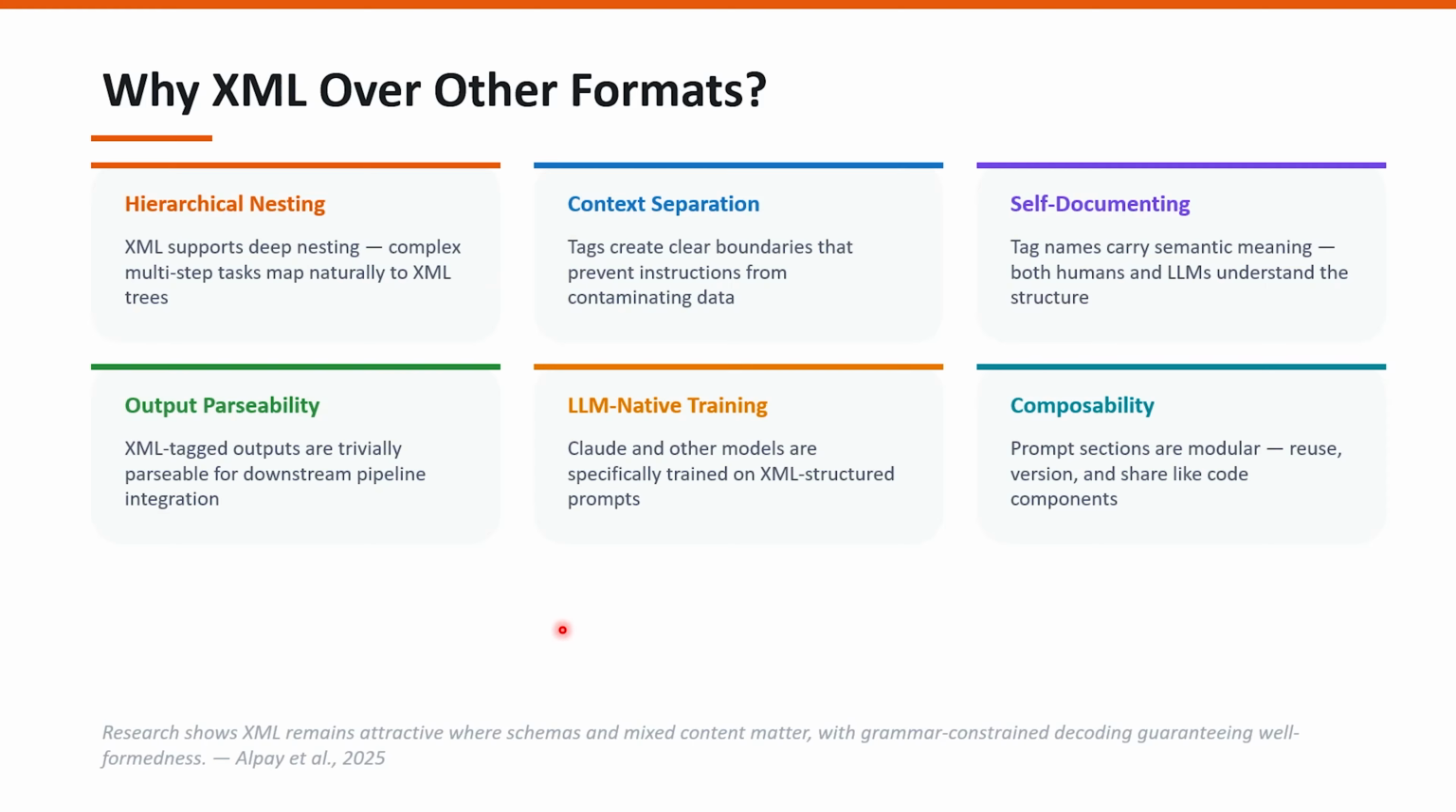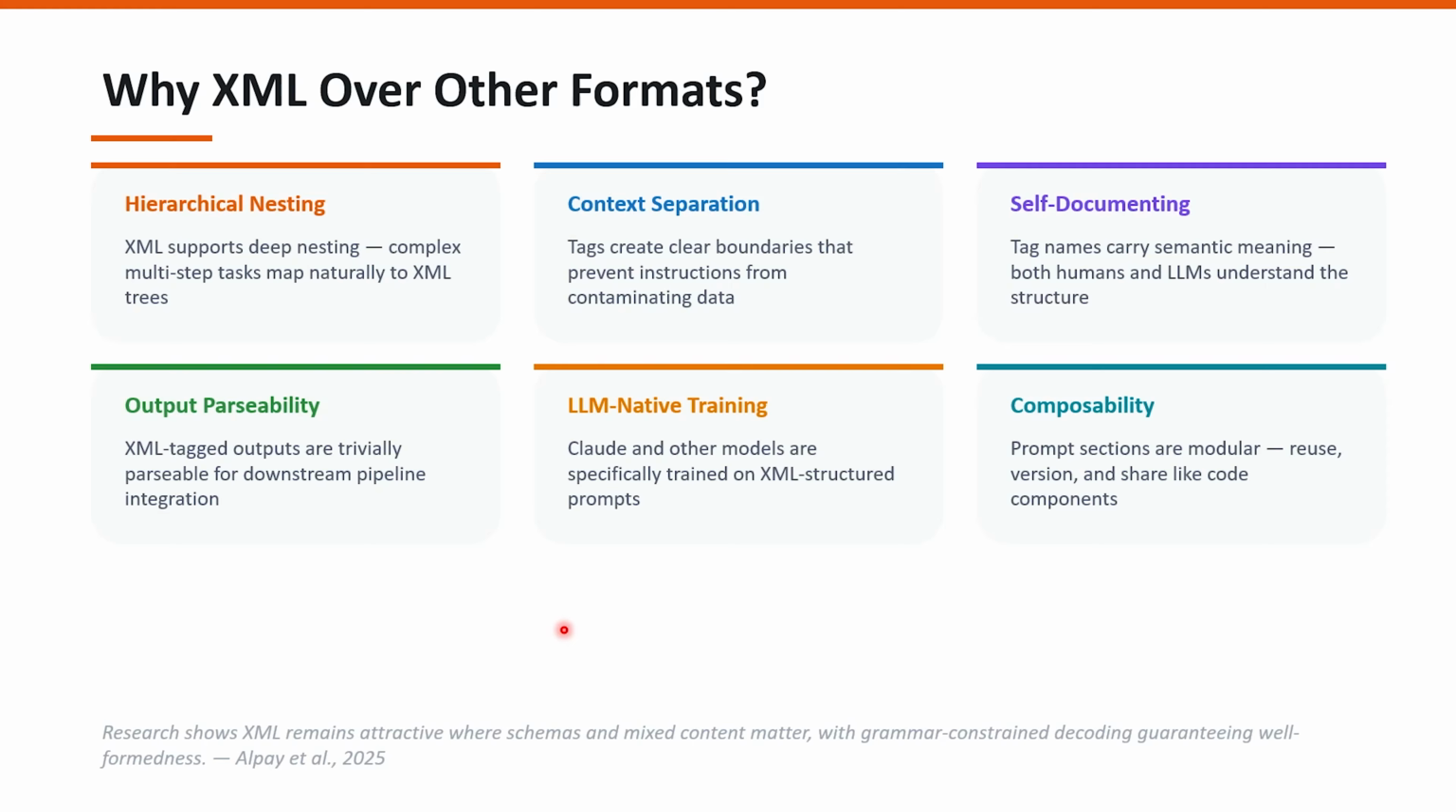XML provides clear context separation. The opening and closing tags make it absolutely clear where one section ends and another begins. No confusion. XML is self-documenting. When you write a tag called review_criteria, everyone knows what it means. Both the developer and the AI understand it. XML outputs are very easy to parse. You can use any XML parser in any language to extract the specific sections you need.